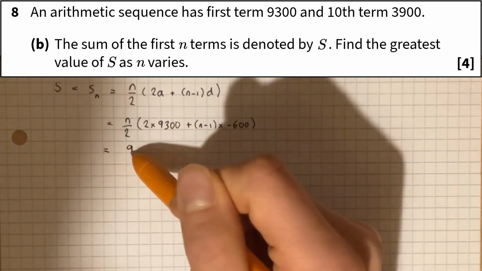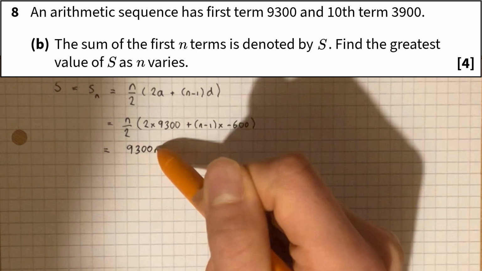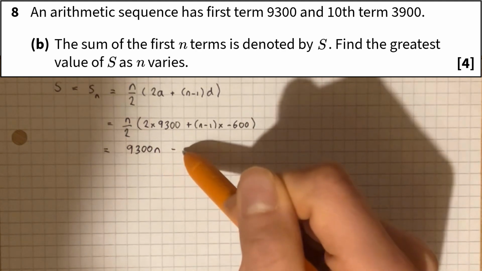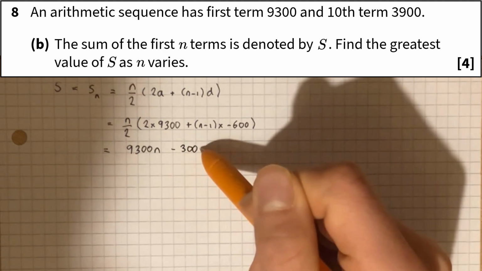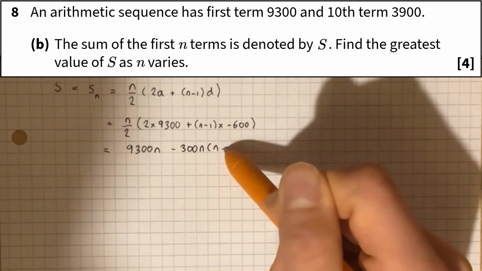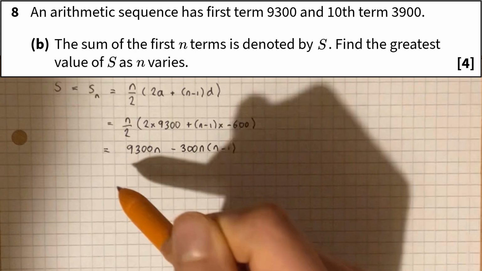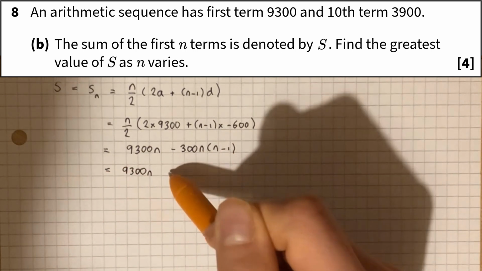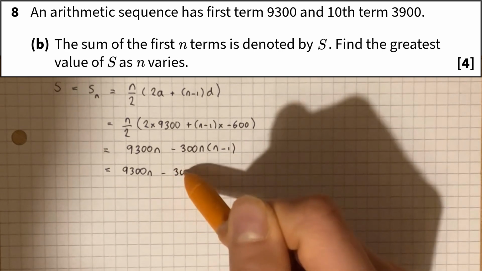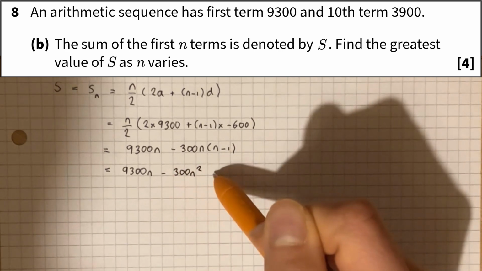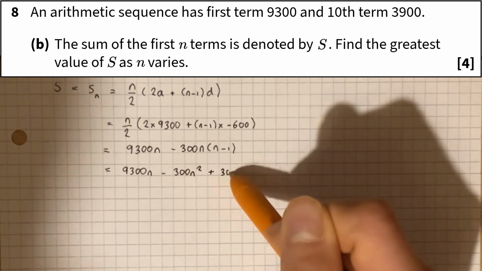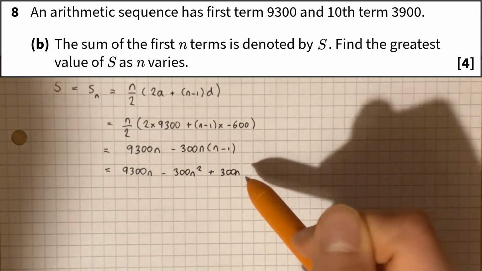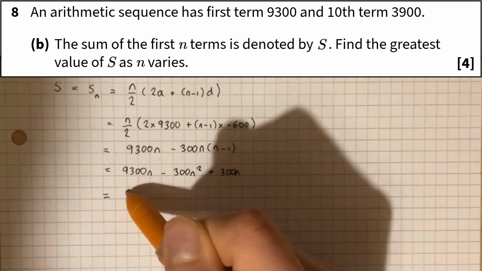we'll be able to create a nicer formula. I'm going to expand the brackets and divide everything by 2, like this. And then I'm going to expand this second bracket to get minus 300n squared plus 300n, and then add those 2 n terms together.